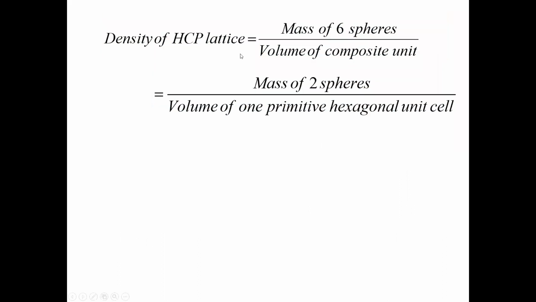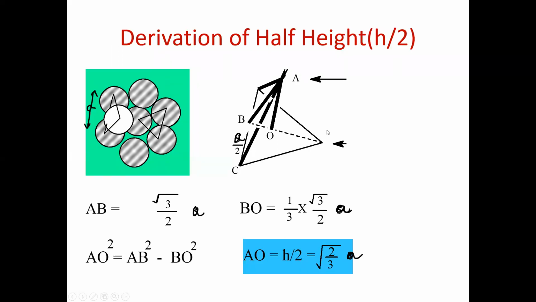And the density of my favorite is the mass. Either you take the entire composite unit, mass of 6 spheres by volume of the composite unit, or mass of 2 spheres by volume of 1 primitive hexagonal unit, which is root 2 a cube. This will be 3 into root 2 a cube, and 6 into, supposing it is my favorite magnesium, so 24 by Avogadro's number. That will be the absolute mass of 1 atom, into 6 divided by 3 into root 2, and the edge length will be given to you, so you can find out the density of such a magnesium or beryllium type of crystal. And this is the derivation of half height.